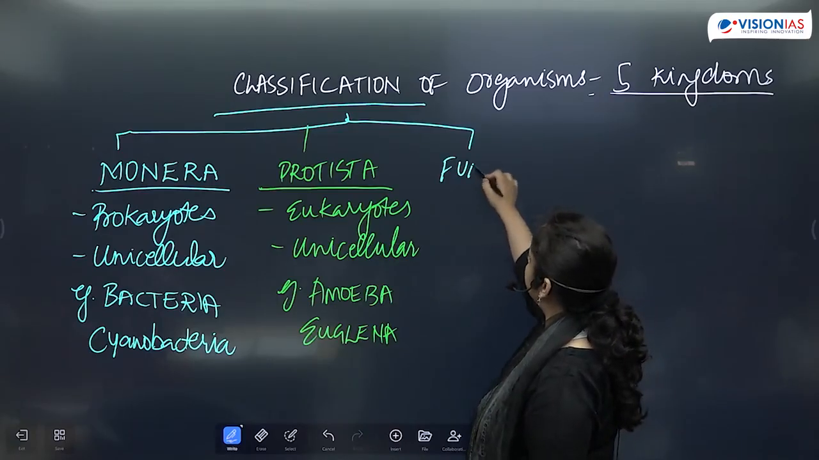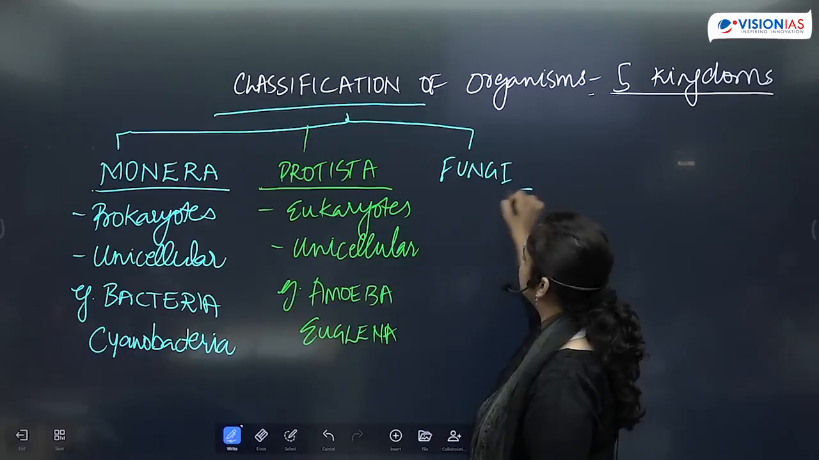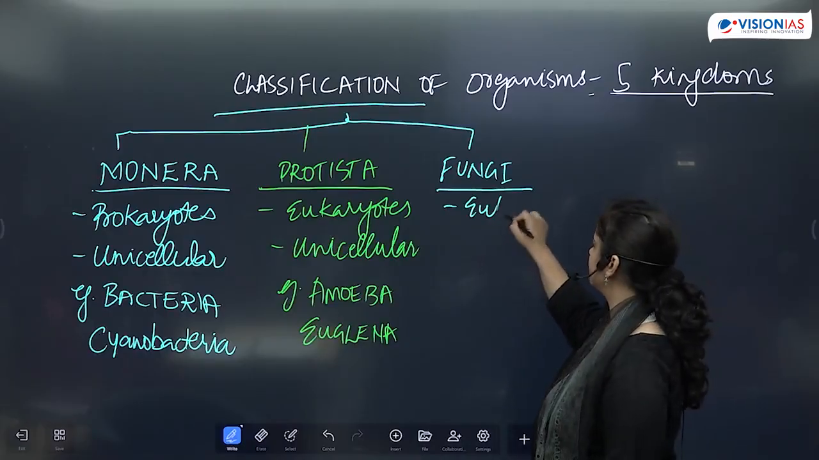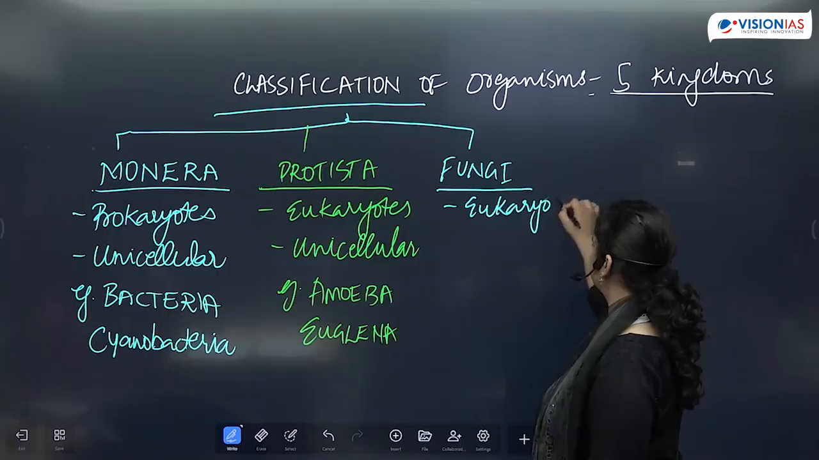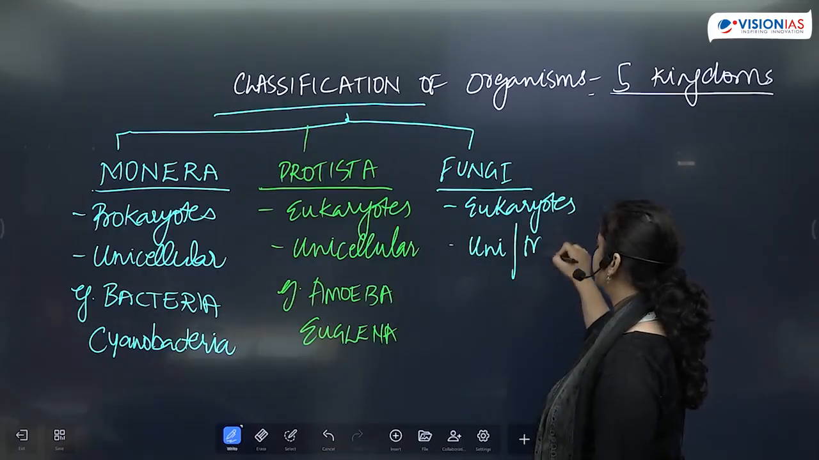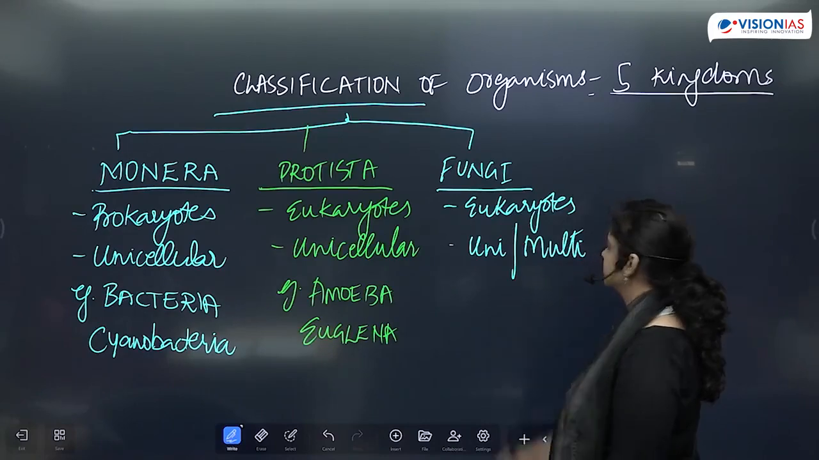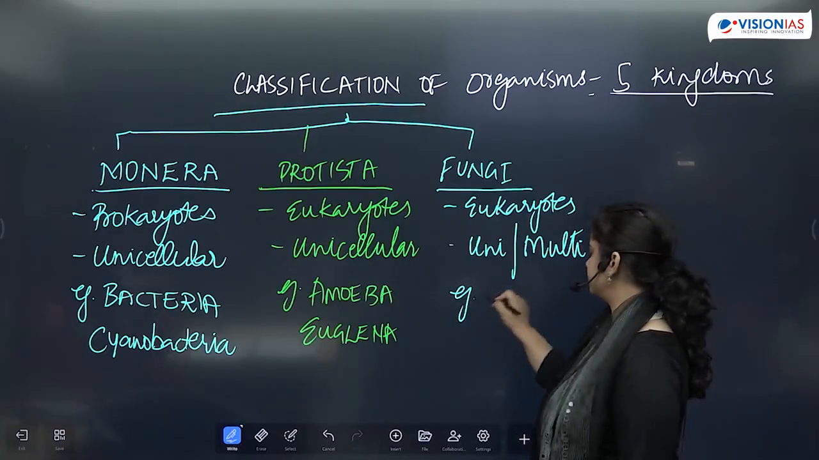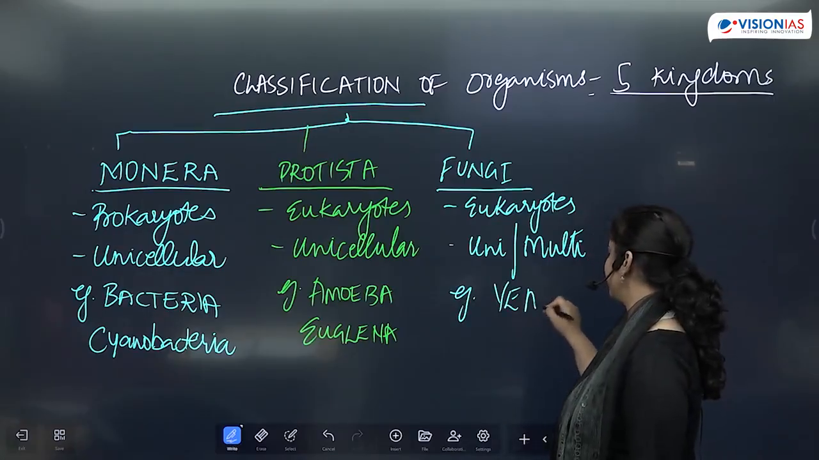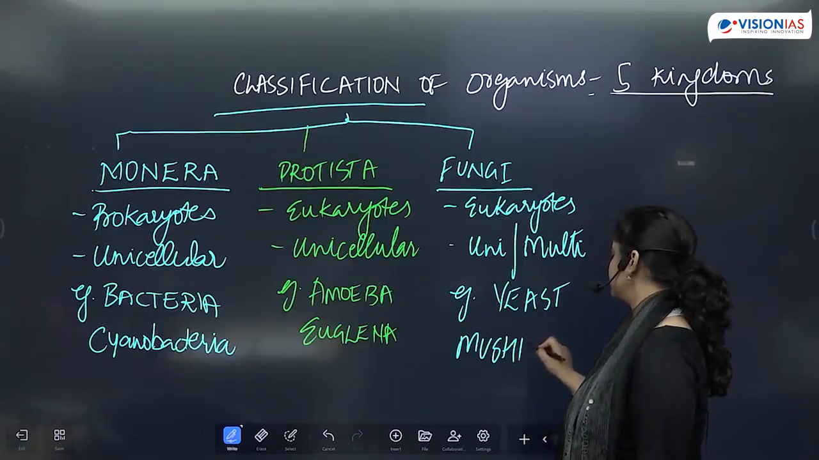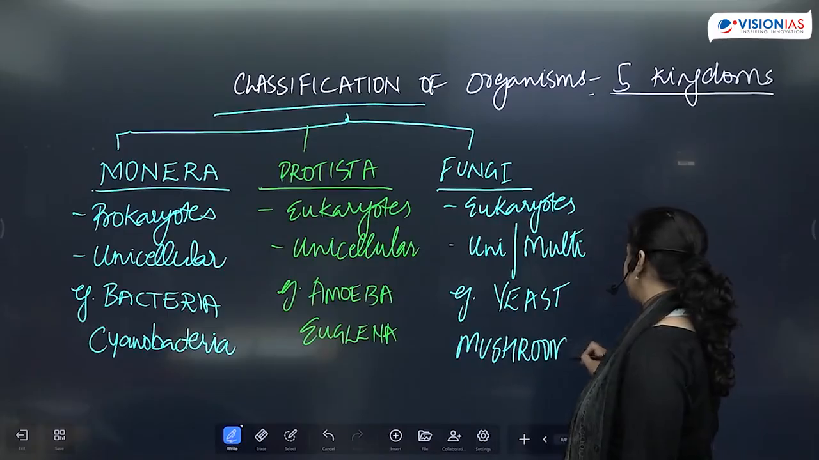Next is your kingdom fungi. The fungus is also eukaryotic, but in terms of cellularity, we see both kinds in the fungus. Unicellular, multicellular. Examples would be of yeast. Yeast can be unicellular, and the other common example is mushrooms.